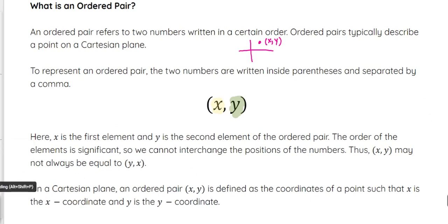And then on a Cartesian plane, an ordered pair (x, y) is defined as the coordinates of a point such that x is the x-coordinate, so that tells us when we're plotting it where it is along the x-axis, and then y is the y-coordinate that tells us where it goes up and down.